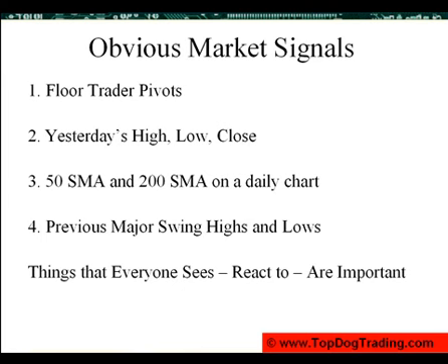So for example, those floor trader pivots, those are not relative levels. Those are very concrete numbers. They're going to be the same on everybody's chart, whether you're trading on a 5-minute chart, a 30-minute chart, a 144 tick chart, doesn't matter. Those pivot levels are going to be the same on everybody's chart. Same thing with yesterday's high, low, and close. Those are concrete numbers. They're not relative, so they will be the same on everybody's chart.